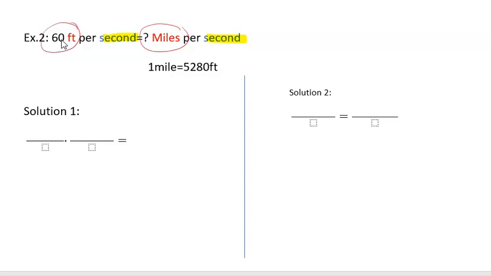So again, there are two options. You can use a ratio times a ratio, or you can use a ratio equals another ratio, which is a proportion. Okay, so for the first method, you start with whatever they gave you. So they gave me 60 feet. So I'm going to write it down. And I put a 1 underneath to turn that into a ratio or fraction.